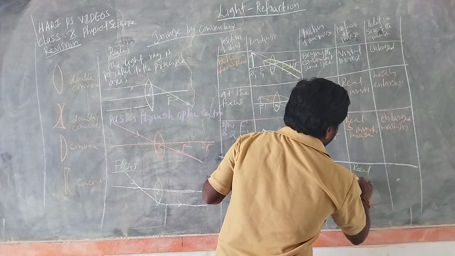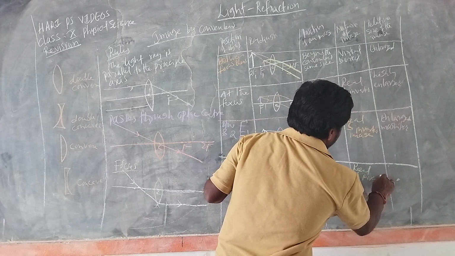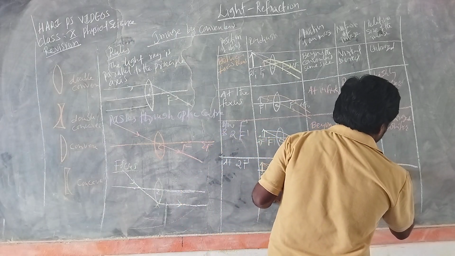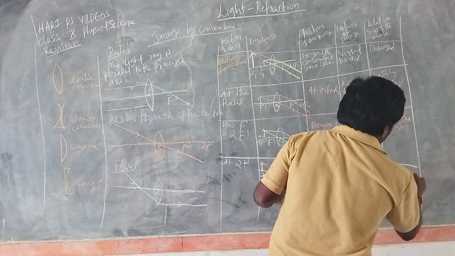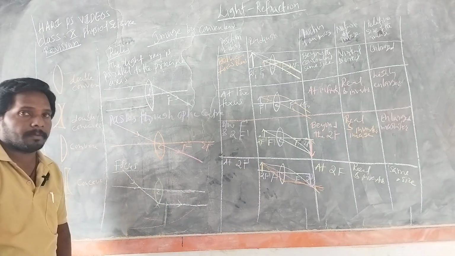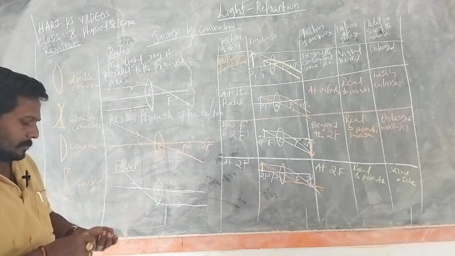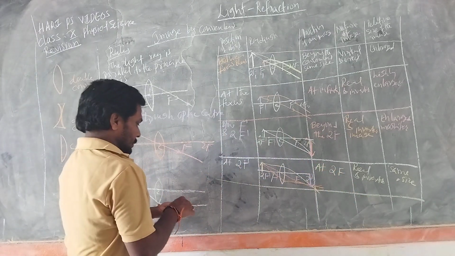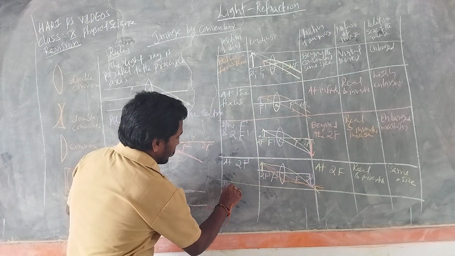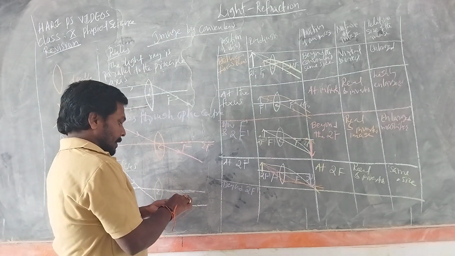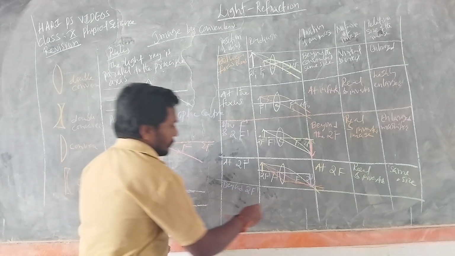As usual, a real and inverted image, the same size, is formed. Then the next one: the object is behind 2f'.